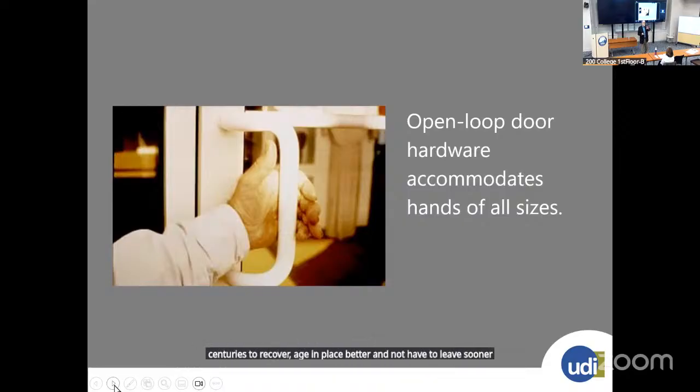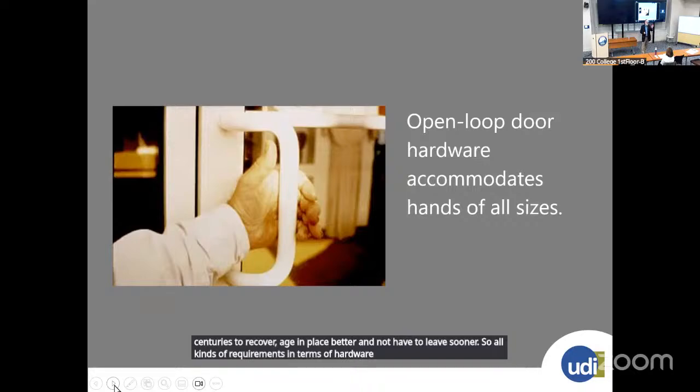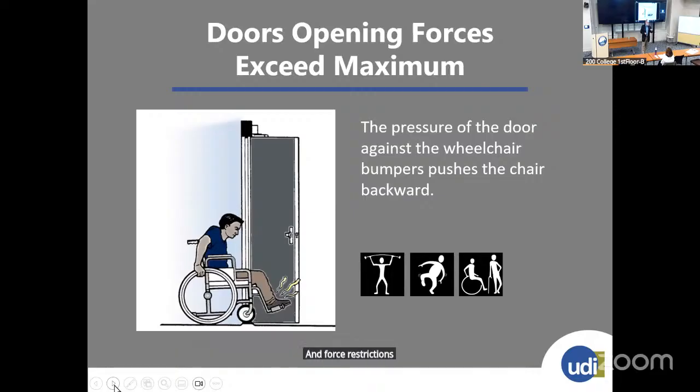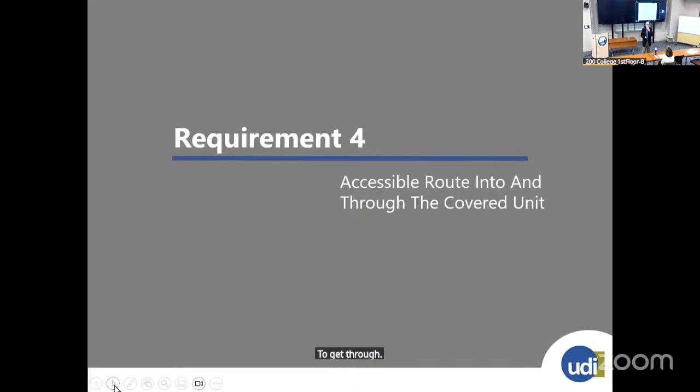So all kinds of requirements in terms of hardware, loop hardware, depending upon the situation and circumstance, and force restrictions on how heavy a door can be with closers and otherwise to get through. So that's the first three. Here's the fourth requirement.